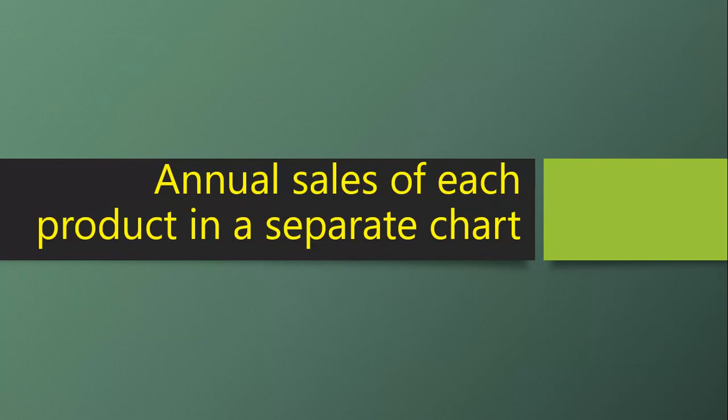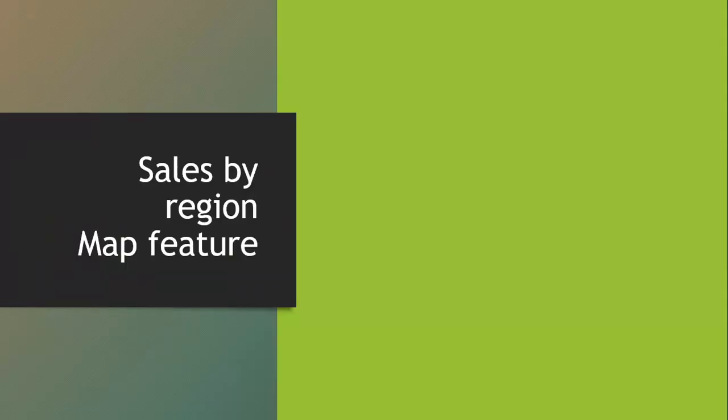Let's move ahead. Now I will talk about annual sales of each product in a separate chart. Yes, we have shown this to you, how we created annual sales of each product in a separate chart. So this was a feature of multiples. Fine. Let's move ahead. Now we'll talk about sales by region, a map feature. So now you can plot the sales by region into the map feature. What does this mean? That there is a location and you need to tell how much product has been sold in that region. Let's start this.